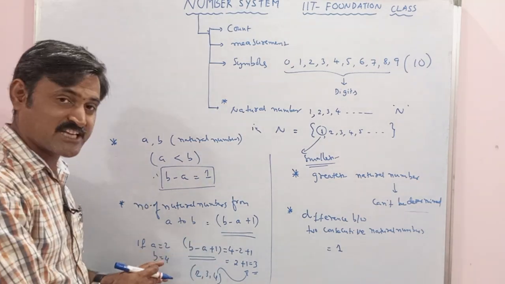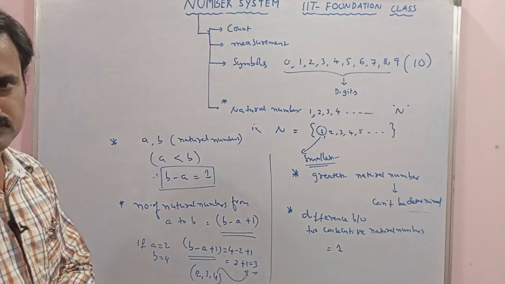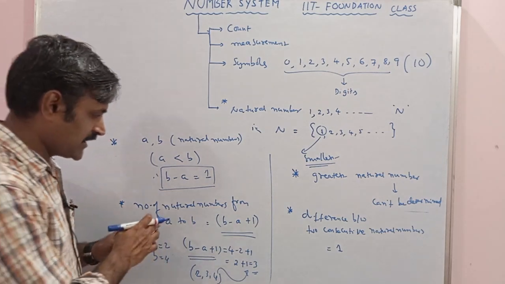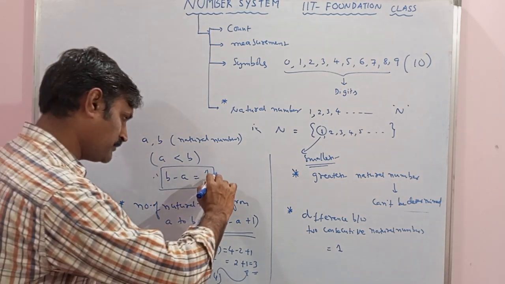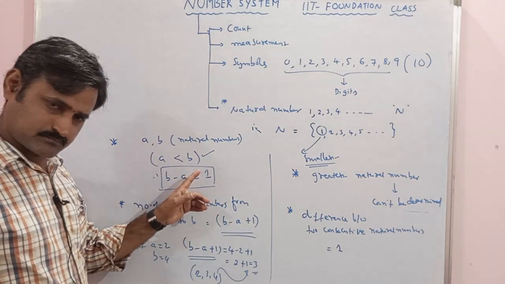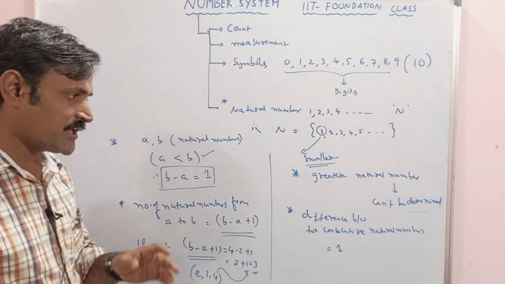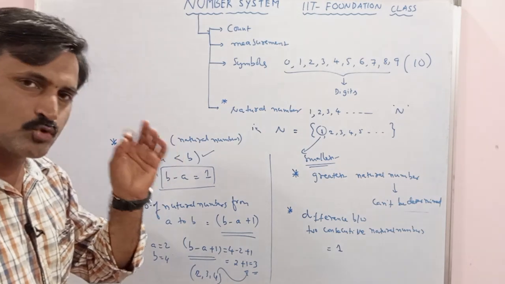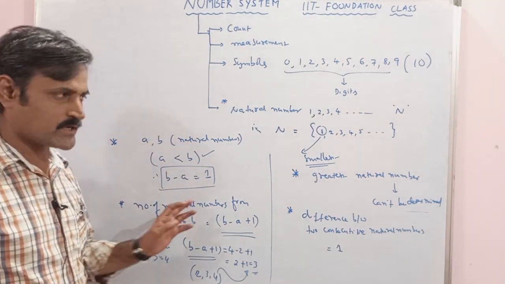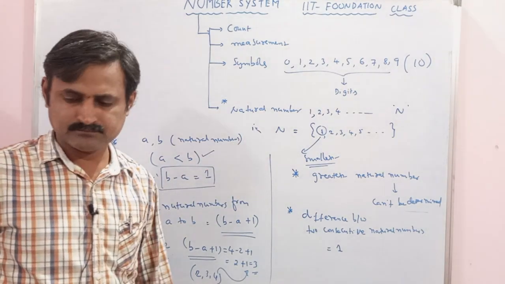In this condition, A and B need not be consecutive numbers. Here also the same condition should hold good: A is less than B, or B is greater than A. Whatever the inequality, that should hold correctly, only then will this work. Okay, let us take down these points in your notes.